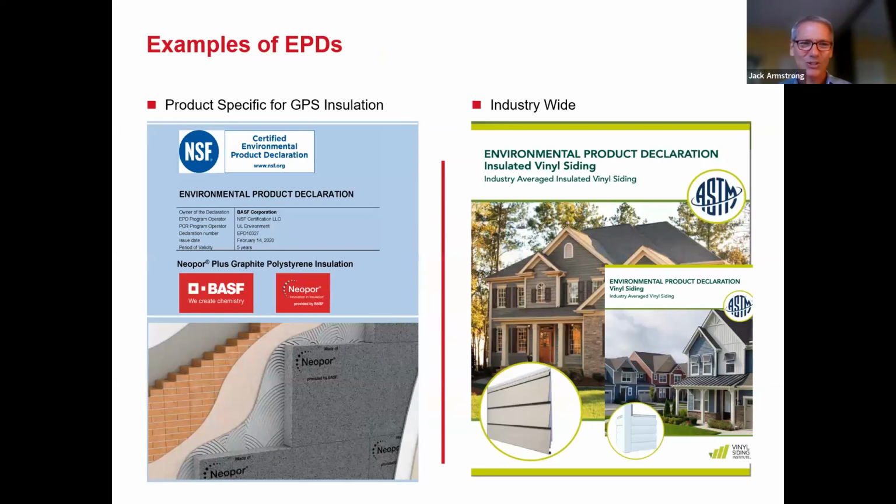So what does one look like, actually? Well, here we've done 2 clippings from industry-wide and product-specific environmental product declarations, which there are thousands available on the internet. The first one to the right-hand side is an industry-wide one. This particular one is for the Vinyl Siding Institute industry for insulated vinyl siding. The one to the left in blue is actually a product-specific one. In this case, it's from the graphite enhanced polystyrene insulation provided by BASF. That typically is the insulation that is adhered on the back of vinyl siding.